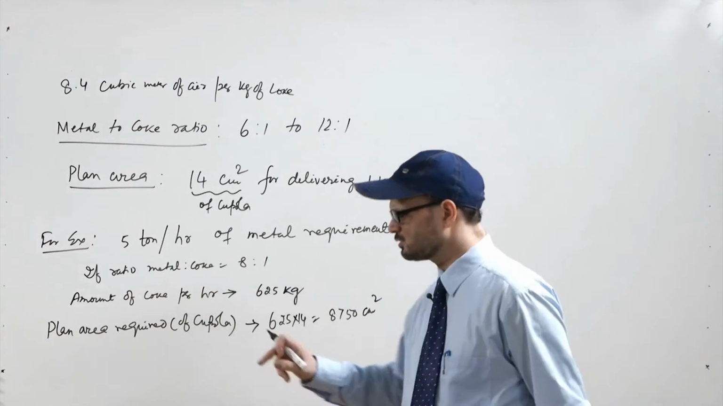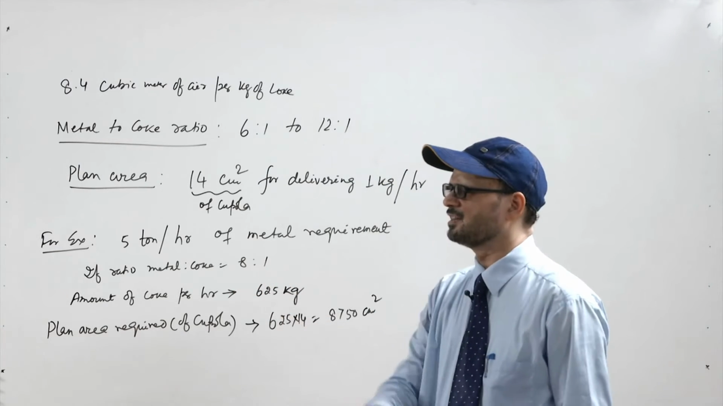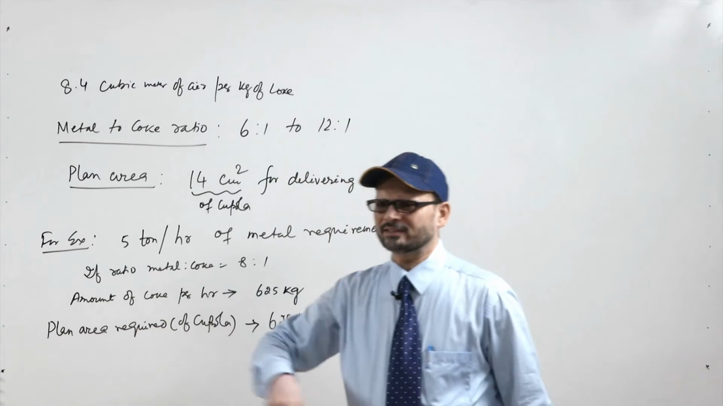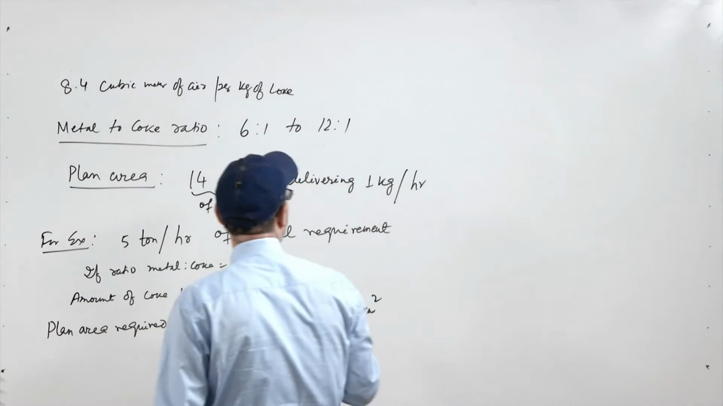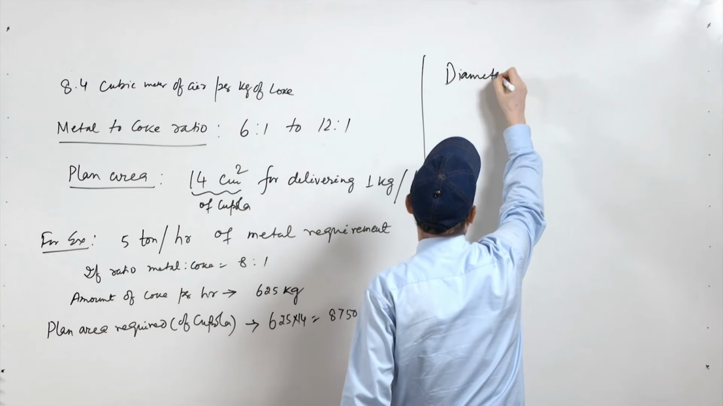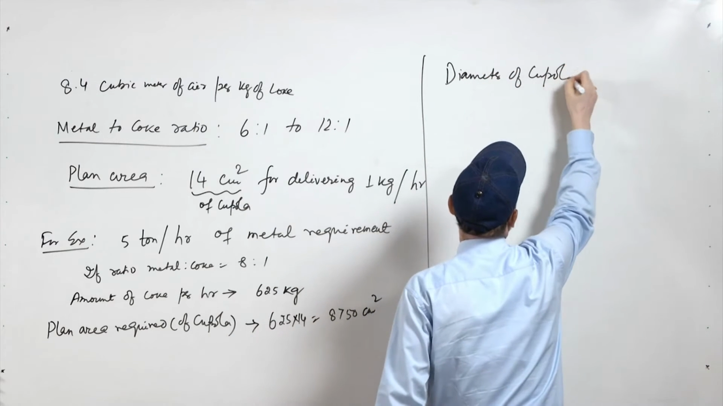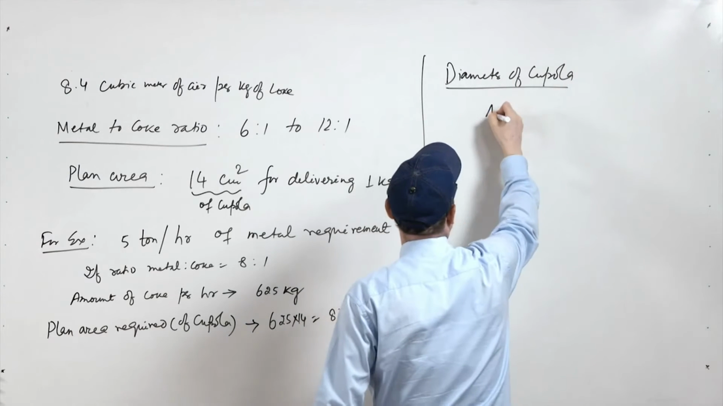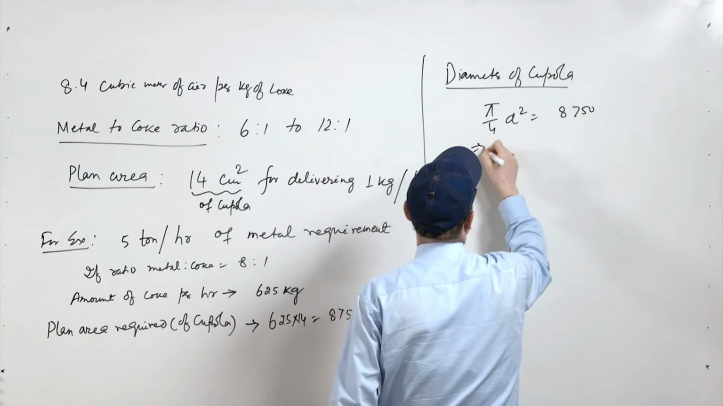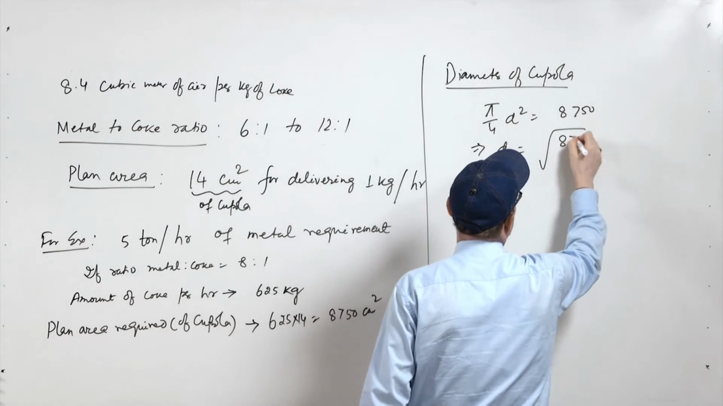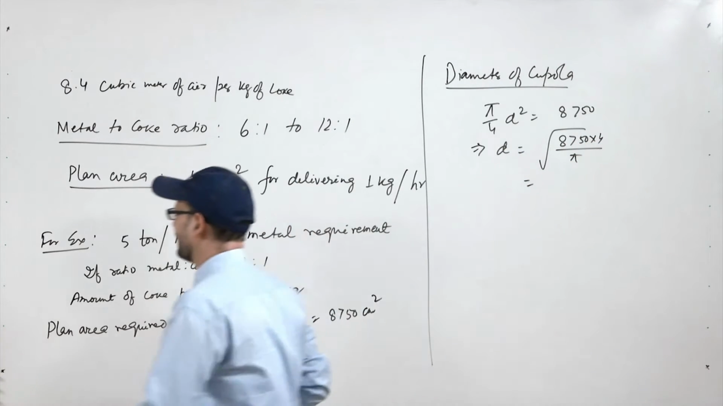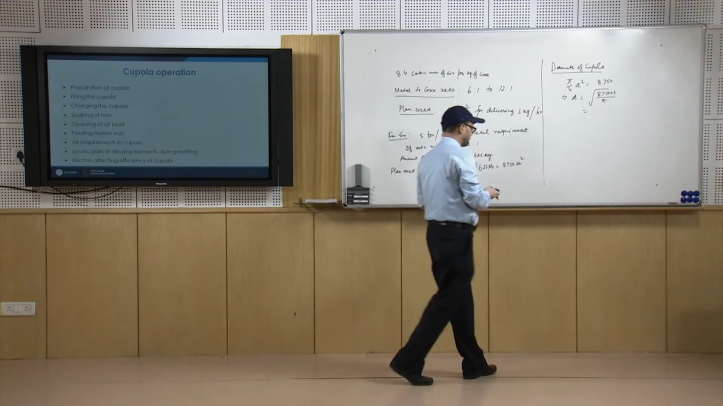And this 8750 centimeter square is basically the area of the cupola, that is its cross sectional area. So, you can find the diameter of the cupola. So, pi by 4 d square will be 8750. So, d will be under root 8750 into 4 divided by pi. So, once you get that, you can calculate it.